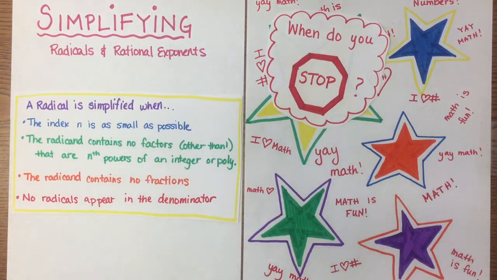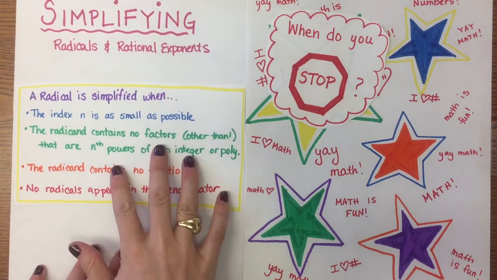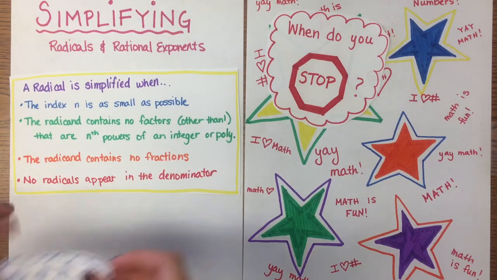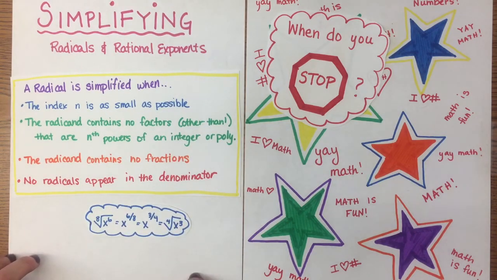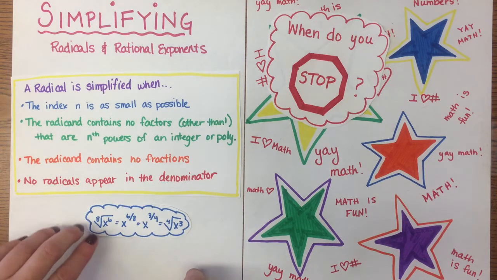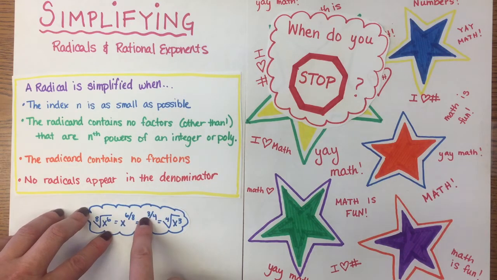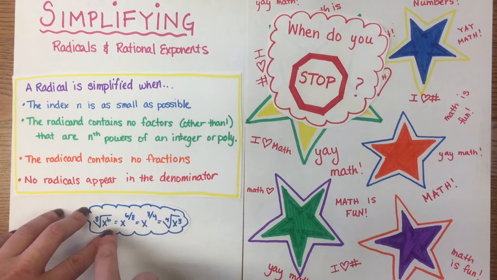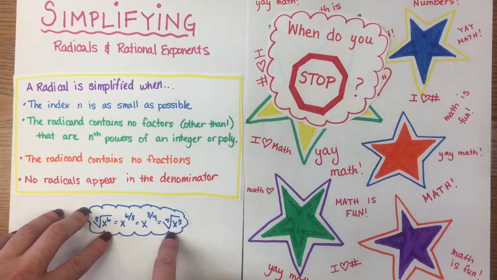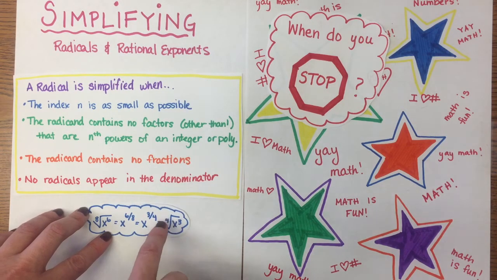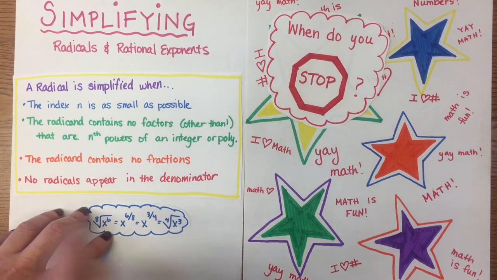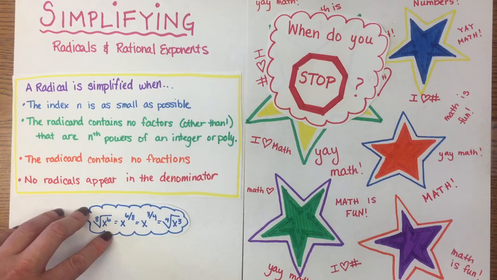We have a checklist. A radical is simplified when the index n is as small as possible. So we've looked at this example of the 8th root of x to the 6th, and we said that it wasn't simplified. We had to keep working with it because 6/8 is not a simplified fraction. It can become 3/4. So the 8th root of x to the 6th can be represented as the 4th root of x cubed. This is a smaller n. The index is smaller here, so this is considered simplified. It can't get any smaller than that, so it is fully simplified.